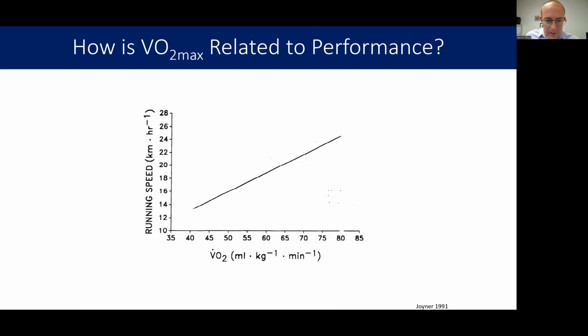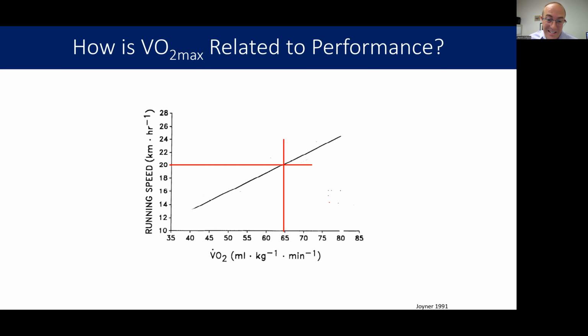Now, this graph by Mike Joyner in 1991 shows a relationship between running speed and VO2. There are a couple of things you can do to alter this relationship and shift the line up or down, but we'll just assume this simple relationship here. So we've got running speed and VO2. Let's assume that you want to run at 20 kilometers per hour. That is going to require you sustaining a VO2 of approximately 65 milliliters per kilogram per minute.